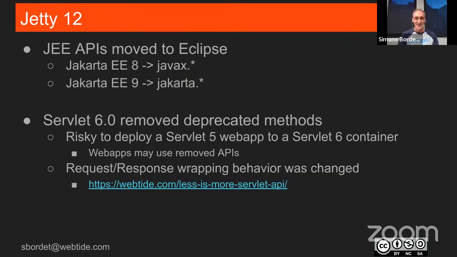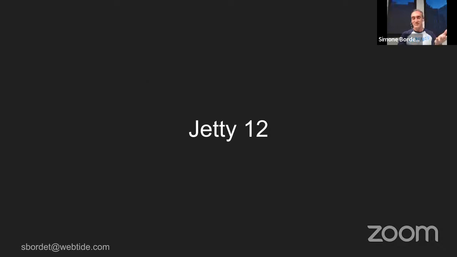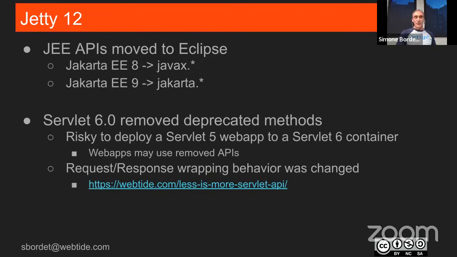Good. Okay. So let's talk about Jetty 12 specifically. What happened was the following: the Java EE Enterprise APIs were at Oracle, but then they moved to Eclipse, and that move lasted for years because of legal issues and everything. And so now we have Eclipse Jakarta EE, where they still have the old javax.servlet classes, but then there's the new Jakarta EE 9 that is now jakarta.servlet, but the two classes are different.